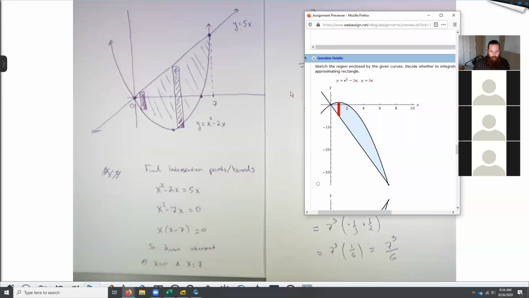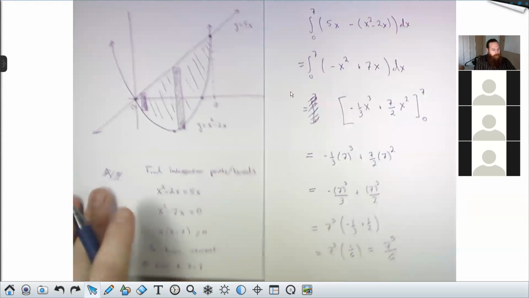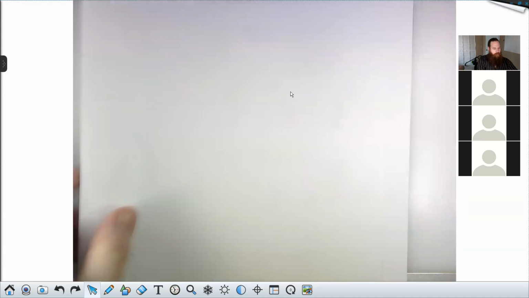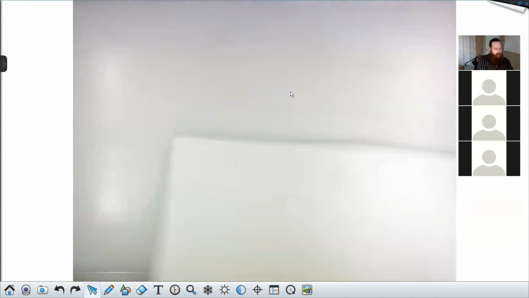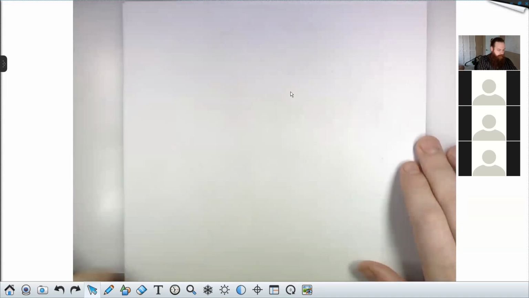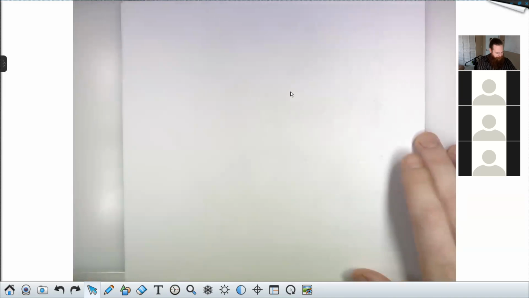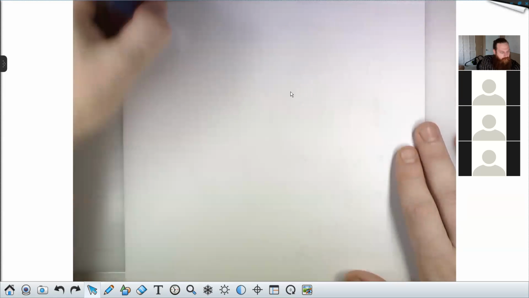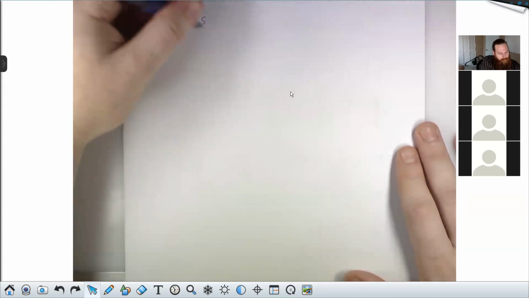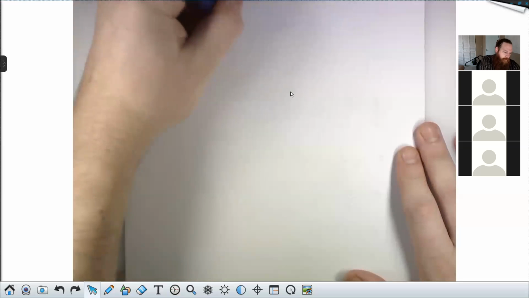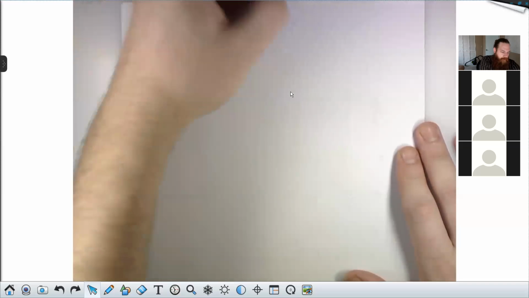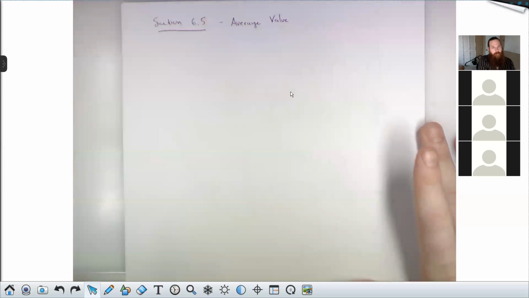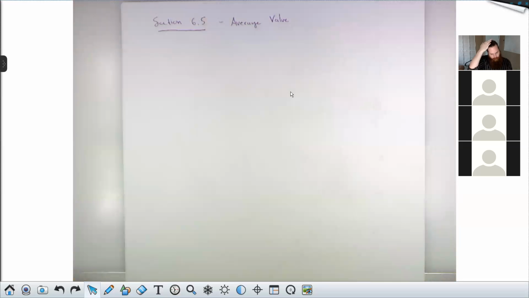There is one bit of new material that I wanted to introduce today, and that's the concept of average value. So this is going to be section 6.5. It just doesn't fit anywhere else in the course. It's not related to areas, at least not directly related to the types of area problems that we're trying to solve. It does have to do with integrals. So certainly there is an interpretation having to do with areas. But really, this is a concept from statistics. So section 6.5, average value.